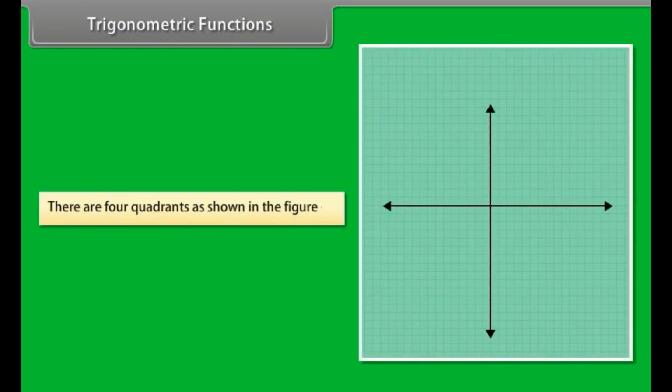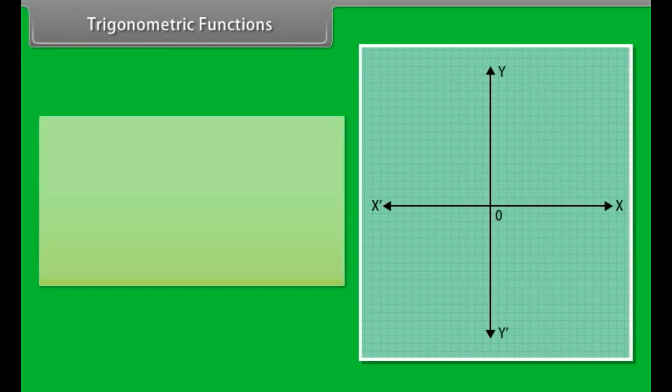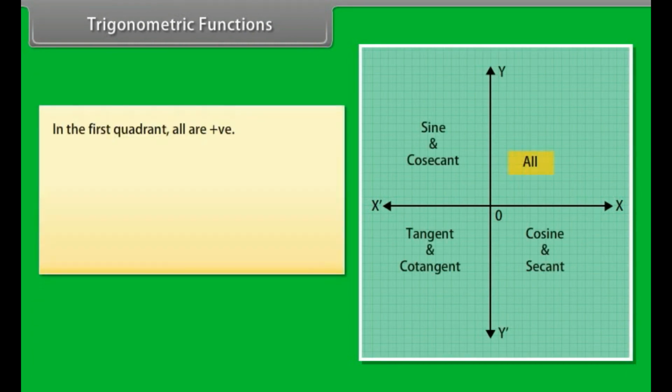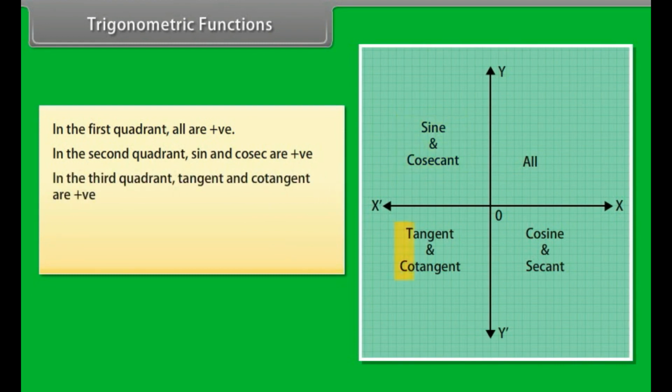Trigonometric functions. There are four quadrants as shown in the figure. In the first quadrant, all are positive. In the second quadrant, sine and cosec are positive. In the third quadrant, tangent and cotangent are positive. In the fourth quadrant, cosine and secant are positive.